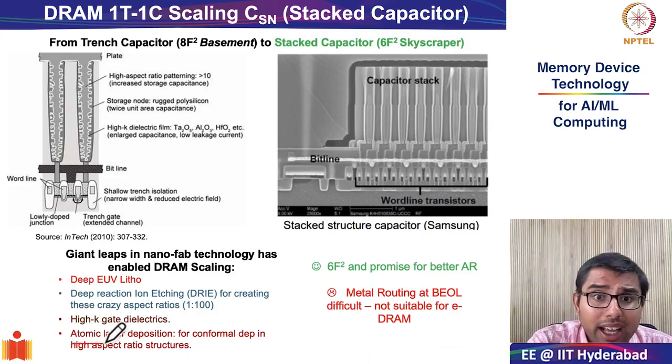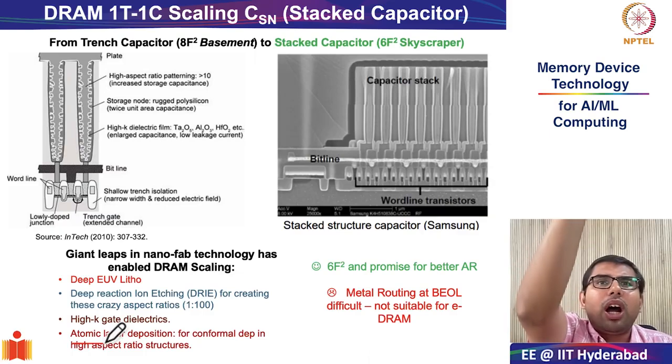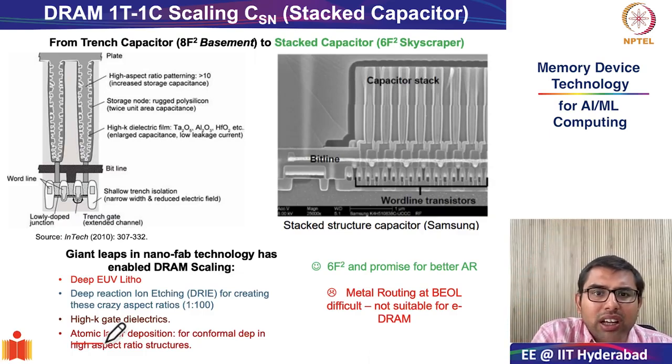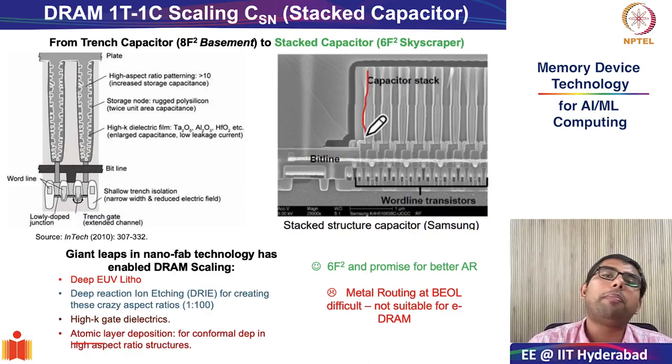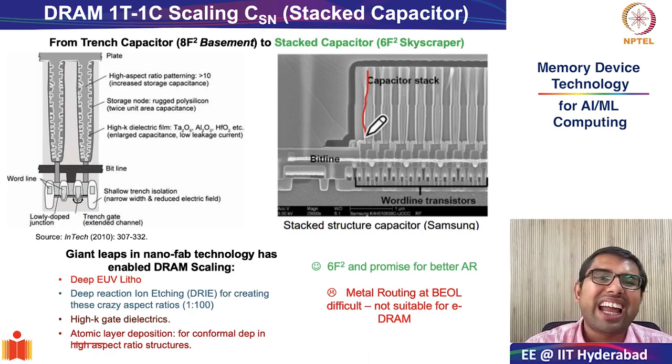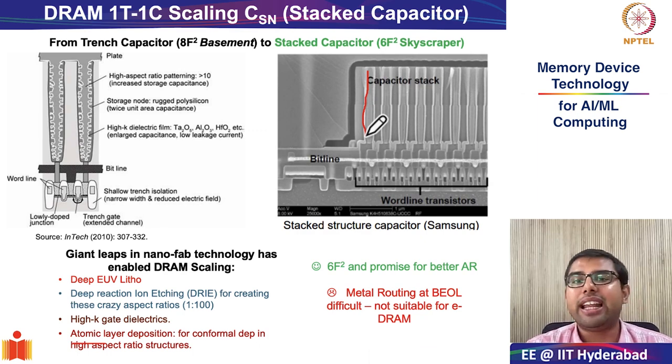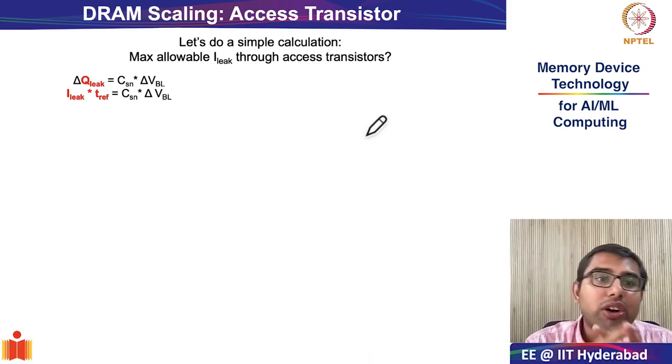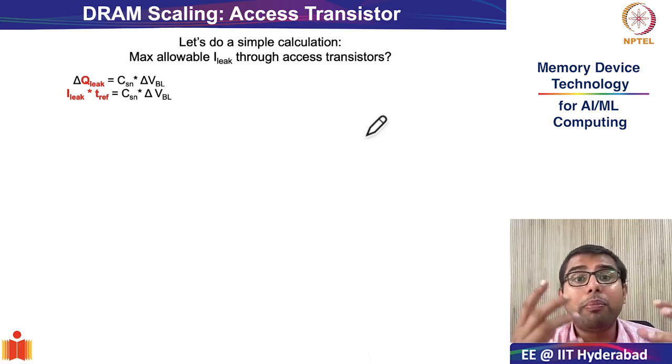The conformal coating of these trenches or the stacked capacitor is very essential. Just imagine you have a very thin surface and you want to conformally, or uniformly, coat this substrate. This was only possible through the development of the deposition of high-K dielectrics through this technique called atomic layer deposition. Okay. Without these giant leaps in nanofabrication technology, it is not possible to have these advances in scaling the DRAM cell.